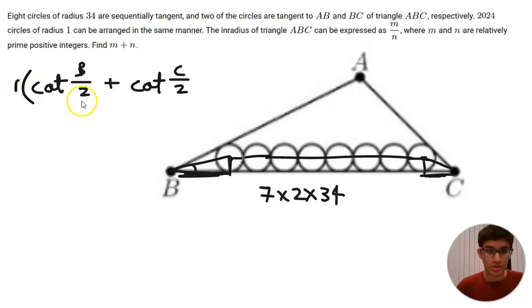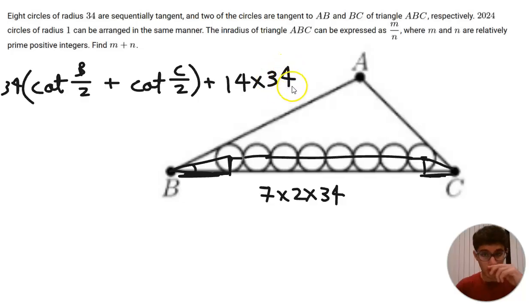So we have the radius times this plus whatever else we have plus this length over here. So let's not write r over here because we're going to need that later for the inradius probably. Let's see, what is our radius over here? It's 34, so we can just pop that in over here. And then we know that the rest of this is pretty simple. It's 14 times 34. Okay, and all this is equal to, of course, just BC.